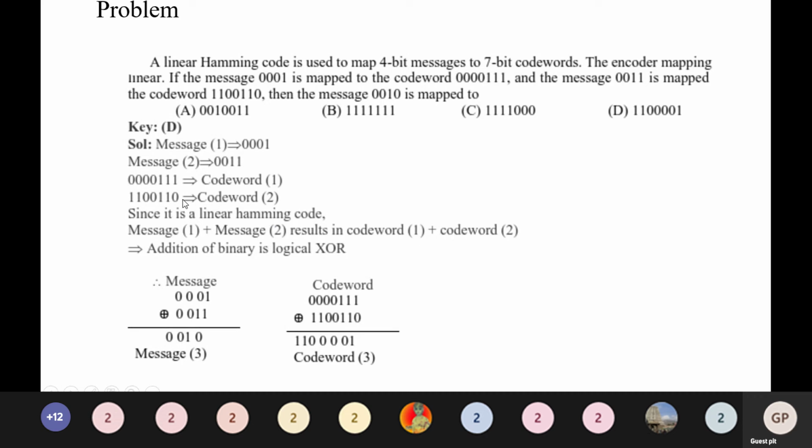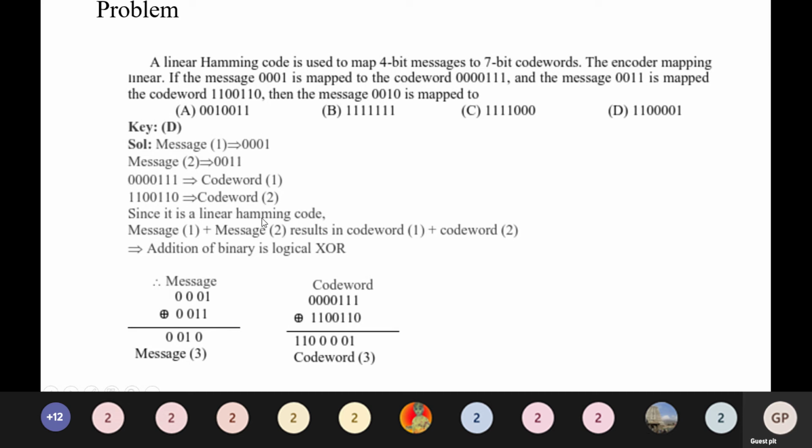So what we'll do is we just add these two messages. So we have 0001 and 0011, giving 0010. So we just XOR this. So 1 and 1 XOR is 0, 0 and 1 XOR is 1, 0 and 0 XOR is 0, 0 and 0 XOR is 0. So we're using this property.